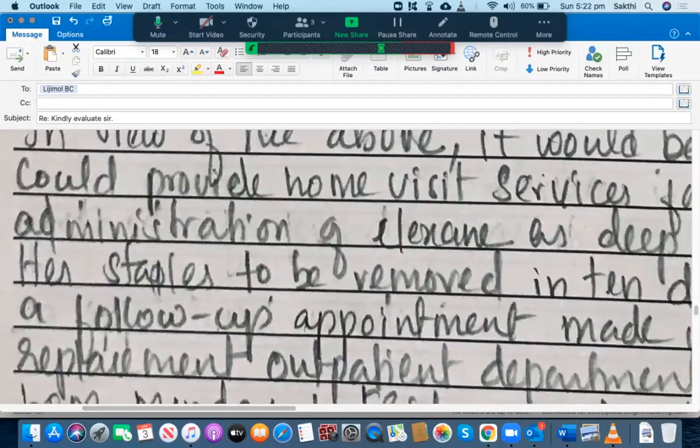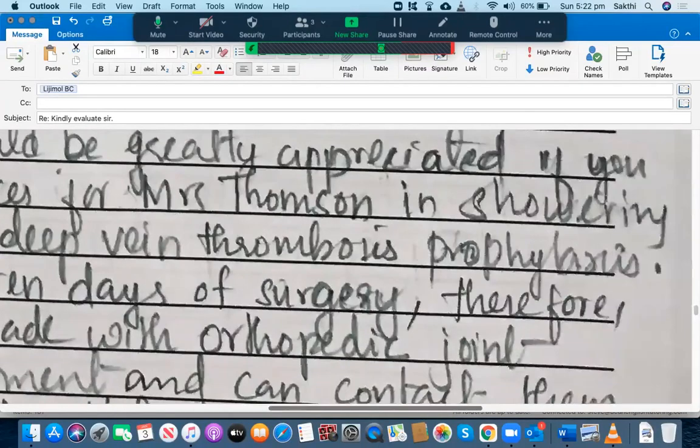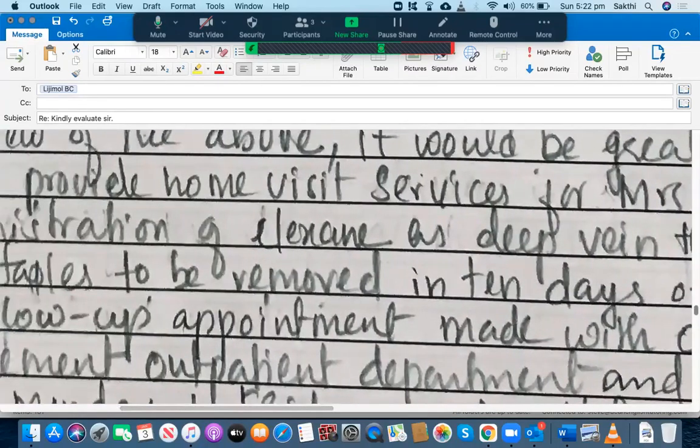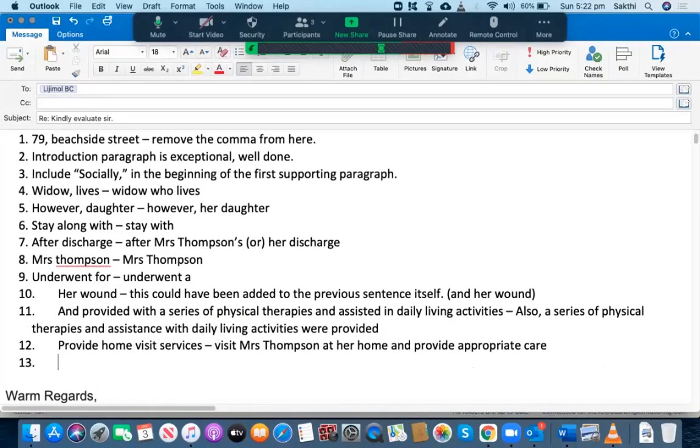If you have already mentioned the kinds of care, you don't need to mention provide home visit services. Do you understand what I mean? These are the services that she's going to provide, right? Like showering and all these things. Then you don't need to mention home visit services. For example, you can use: visit Mrs. Thompson at her home and provide support, and then write in showering and so on. That would be more appropriate. Do you understand?